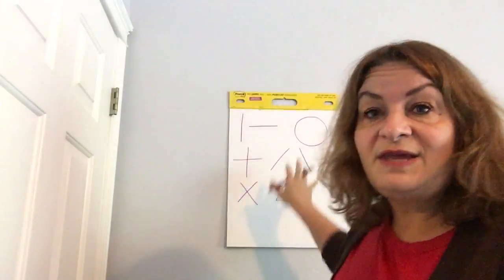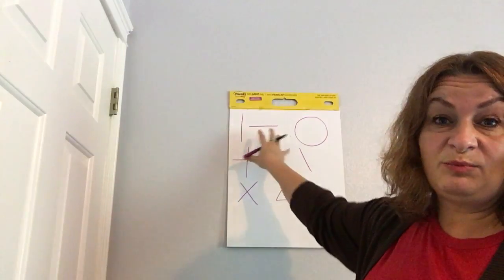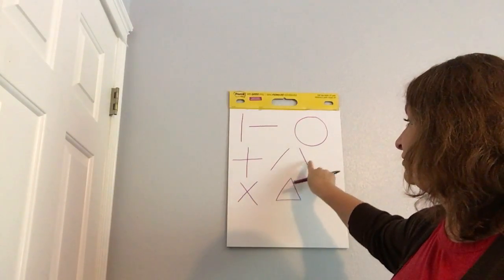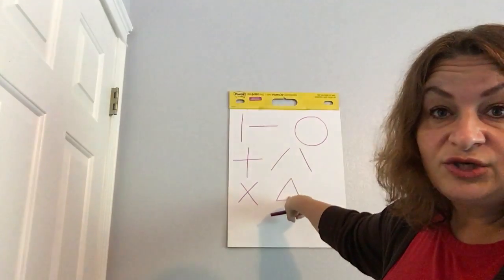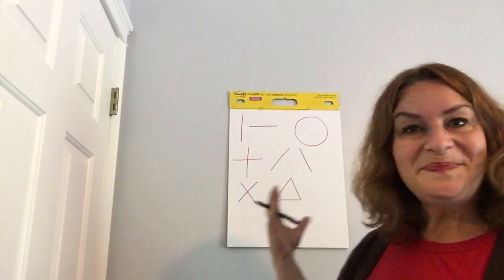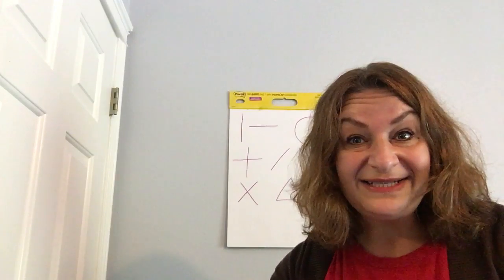Now with any of these, if your child is in a place where they've been practicing and maybe at 4 they're already making triangles, great. If they aren't, that's okay. We're just going to keep practicing. You're going to keep practicing at home.